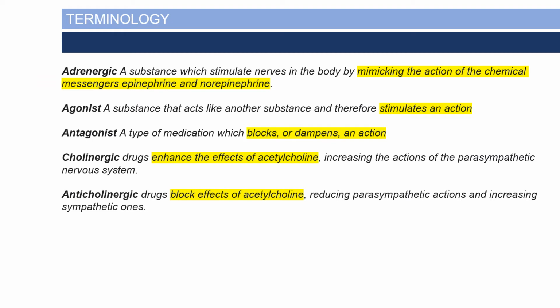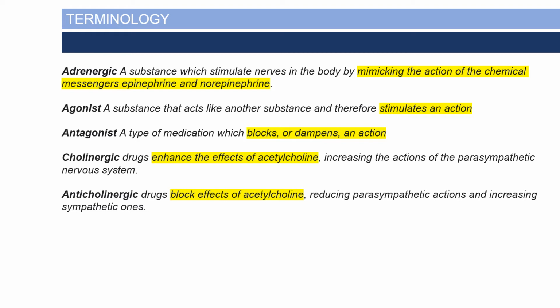As we move forward in this presentation, a few terms are going to come up. The first one is adrenergic. Adrenergic is considered a substance which stimulates nerves in the body by mimicking the action of the chemical messengers epinephrine and norepinephrine. If you think of the term epinephrine, epi means upon, the nephros have a lot to do with the kidneys. So when you think of upon the kidneys, what sits upon the kidneys? That is the adrenal glands. This is your body's natural chemoreceptors or messaging chemicals that trigger the body to go into a sympathetic response.